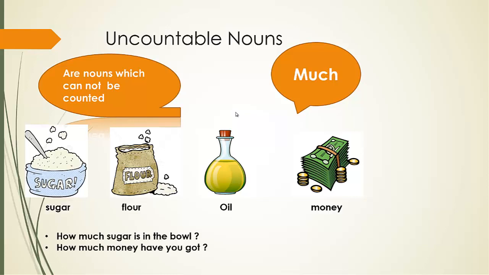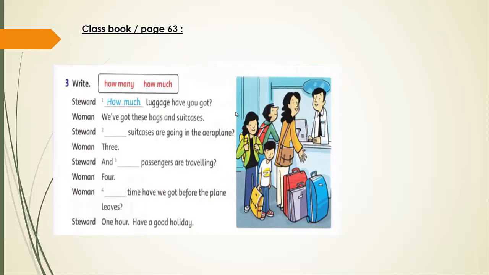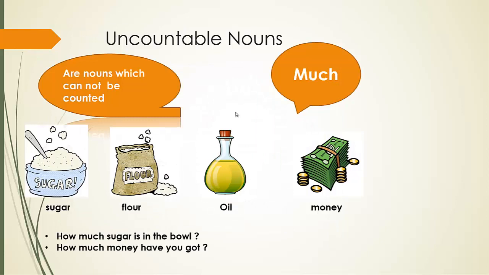For example, you can say, how much sugar is in the bowl? So you ask about the amount of sugar by how much. How much money have you got? So the same, money is also what? Uncountable noun. So we use how much to ask about uncountable nouns. Okay.